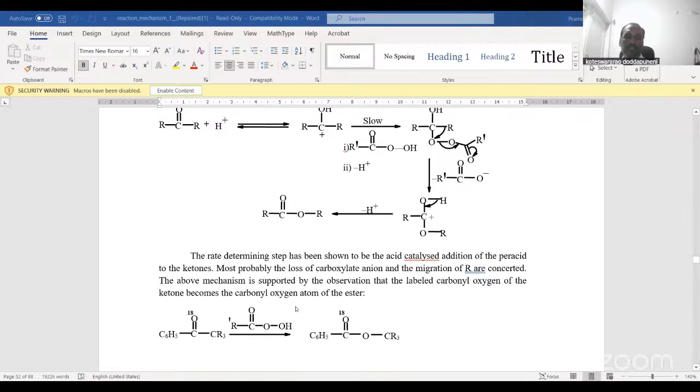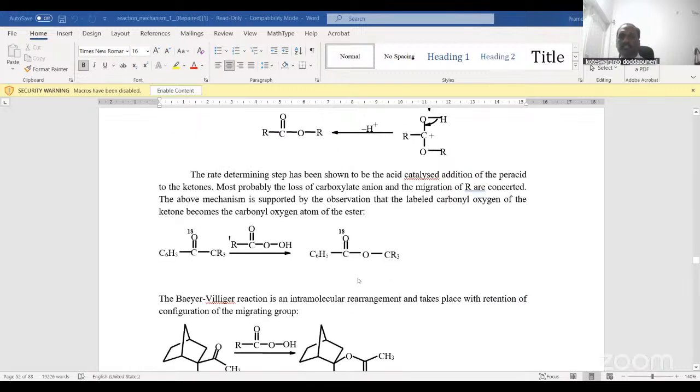The rate determining step has been shown. This is the rate determining step, the acid catalyzed addition of the peracid to the ketone. This clearly indicates that this is a slow step. Most probably the loss of carboxylate ion and the migration of R are concerted. This reaction is a concerted reaction.